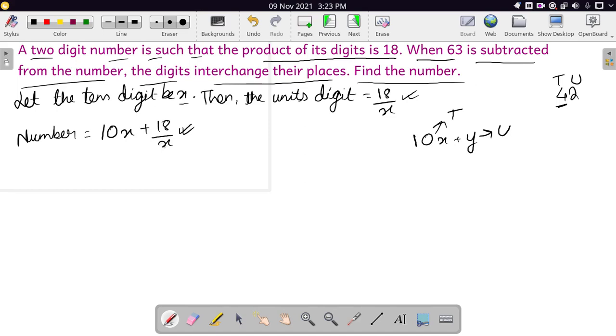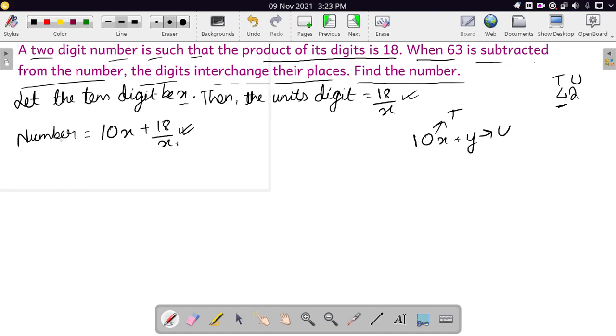Now it has said that when 63 is subtracted from the number, we need to subtract 63 from this number. When we subtract 63 from this number, the digits interchange their places. Interchange means the units digit comes in the tens place and the tens digit comes in the units place.